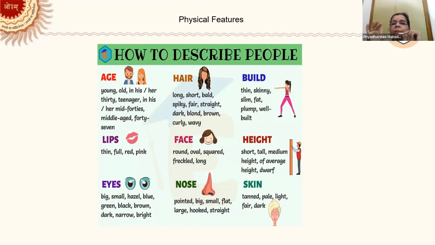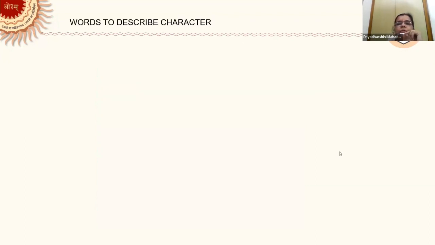Okay. Then about their build also, whether they look slim or fat or plump. Then height, whether they are short, tall, or medium height or average height. Skin type also, whether they look fair or dark. So these are the words that we have to teach them to describe the physical features of a person. Okay. Then we will move on to the next one, words to describe characters.